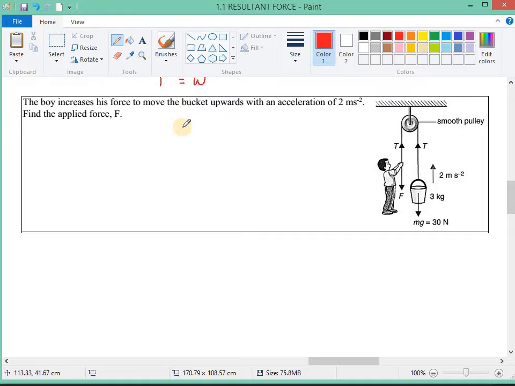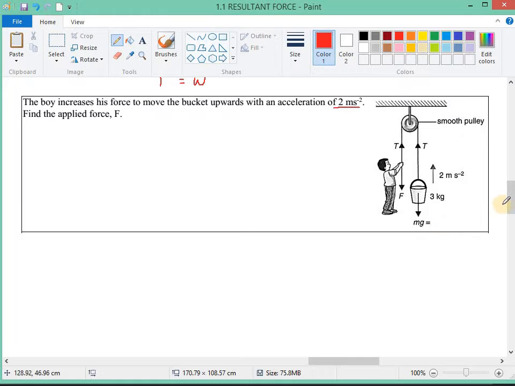Okay, it says that the boy increases his force to move the bucket upward with an acceleration of 2 meters per second squared. Find the applied force. So how much is this force? Then this bucket can go up with 2 meters per second squared acceleration.